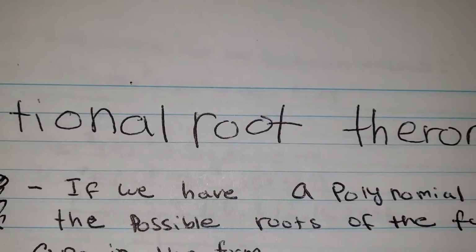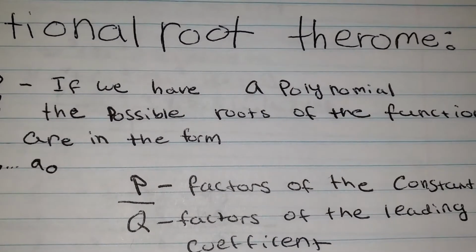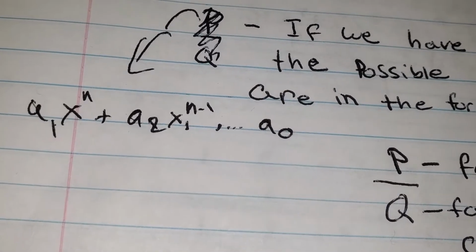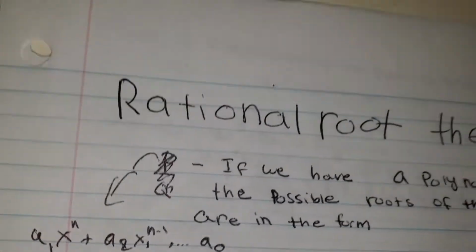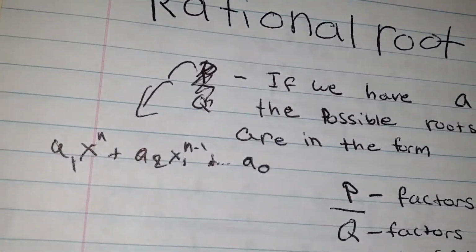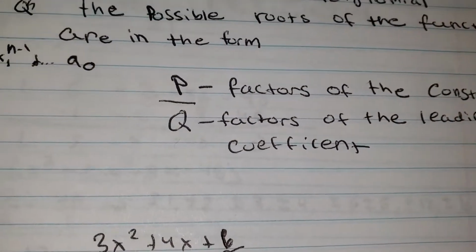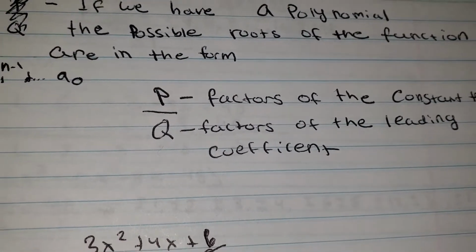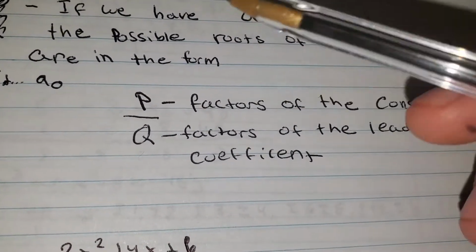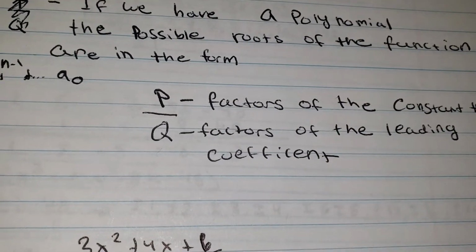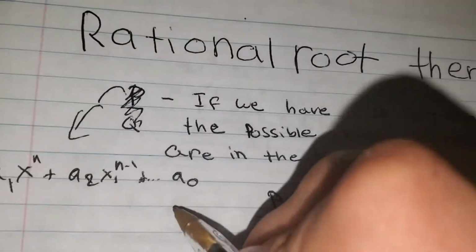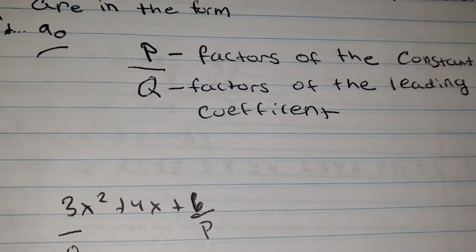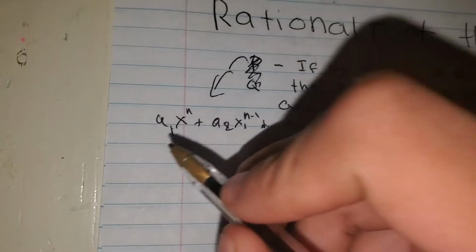The rational root theorem says that if we have a polynomial in the form a_n x to the n plus a_(n-1) x to the n minus 1, adding all the way down to a constant term a_0, and we want to find the possible roots of the function, they are in the form p over q, where p is all the possible factors of the constant term of the polynomial, so this a_0, and q is the factors of the leading coefficient, so this a_n.